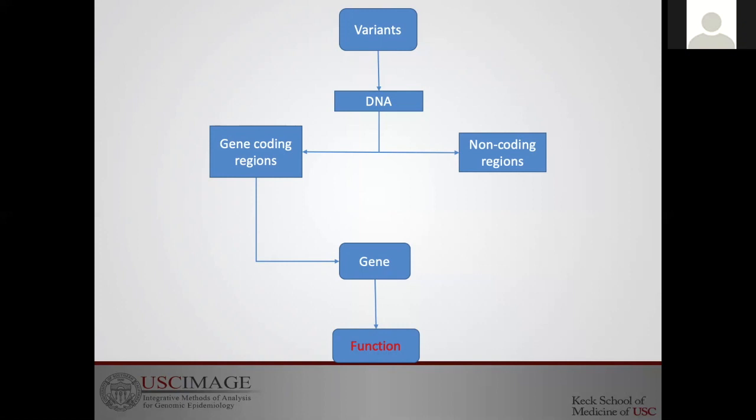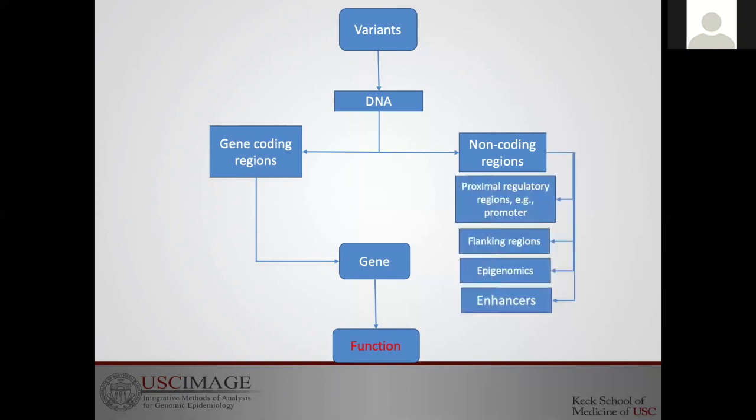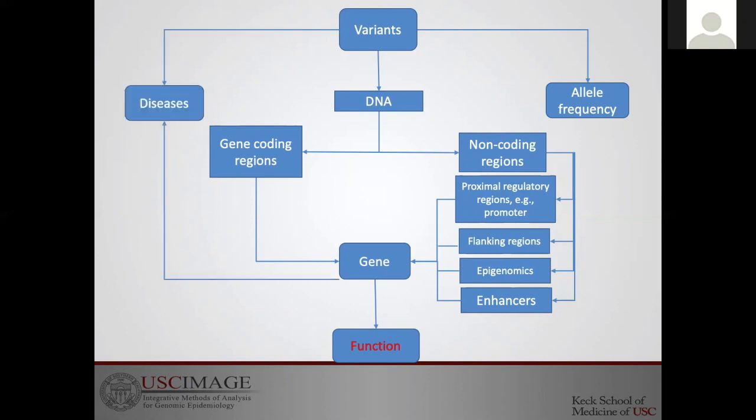In this case, we can still map these variants to the gene if they fall into regulatory regions of the gene, such as the promoter or flanking region of the gene, or methylation region, or enhancers. But one thing I want to point out is that a majority of the variants still cannot be mapped to the gene in any case. Variants can also be annotated to allele frequency. Some variants have been studied and shown to be associated with specific diseases, and they can be mapped or annotated directly to these diseases.